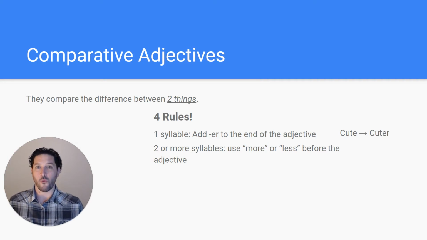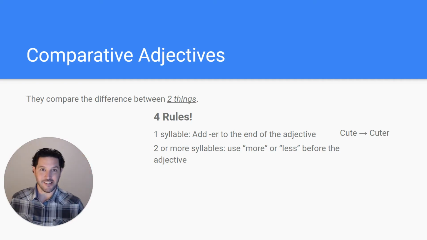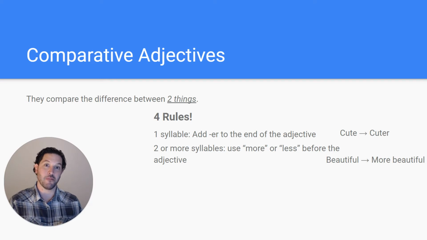The next one is two or more syllables. If you have two or more syllables, then you add the word more, meaning better, or less, meaning lower, before the adjective. So for example, we get the word beautiful. Beautiful becomes more beautiful or less beautiful.